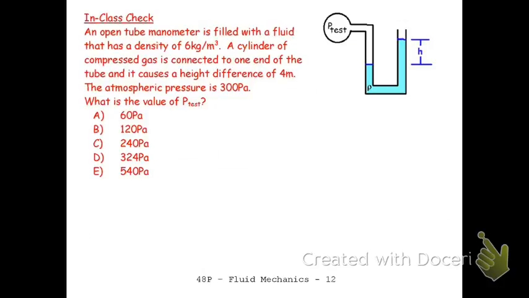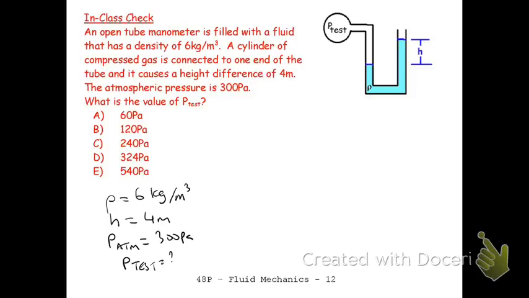So an open tube manometer is filled with a fluid that has a density of 6, so the density equals 6 kilograms per cubic meter. A cylinder of compressed gas is connected to one end of the tube, and it causes a height difference. My H is equal to 4 meters, and my P atmosphere is equal to 300 Pascal. And what's P test?